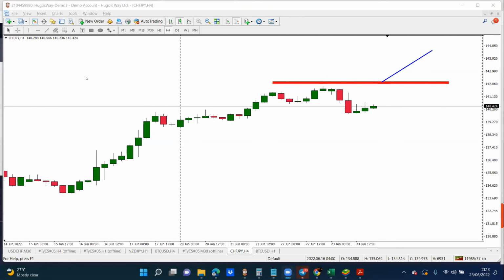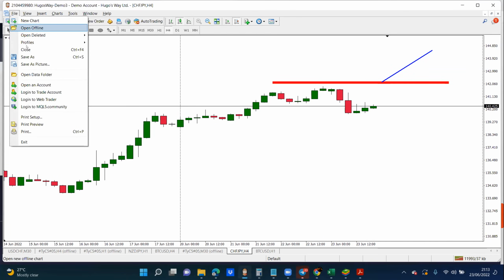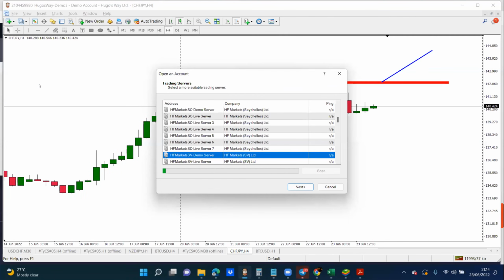Once you've downloaded the MT4, you come to File, up here. You see File. You come to Open an account. You see that? Open an account. You click on it, and it brings you here. If you downloaded an MT4 for FXTM or whatever, you can see there are different servers or account types there. You just click on it.